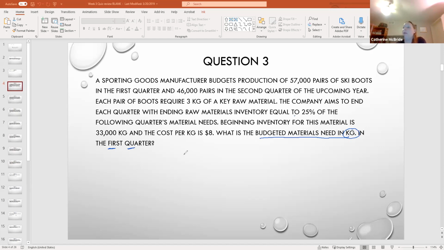If you remember, a sporting goods manufacturer budgets production of 57,000 pairs of ski boots in the first quarter and 46,000 pairs in the second quarter. So 57,000 in the first quarter, 46,000 in the second quarter. Each pair of boots requires 3 kilograms of a raw material. The company aims to end each quarter with ending raw materials inventory of 25% of the following quarter.